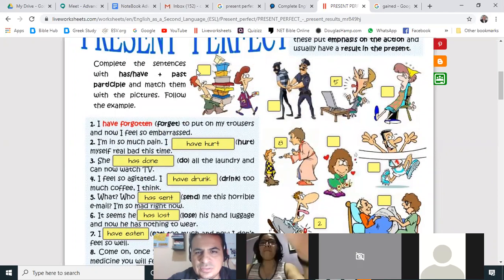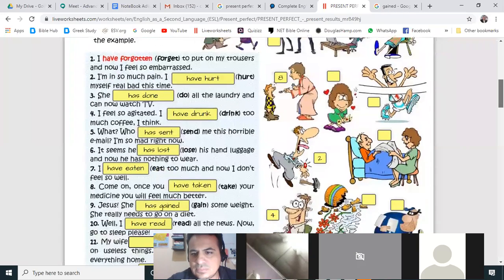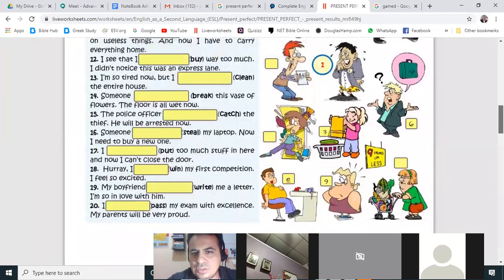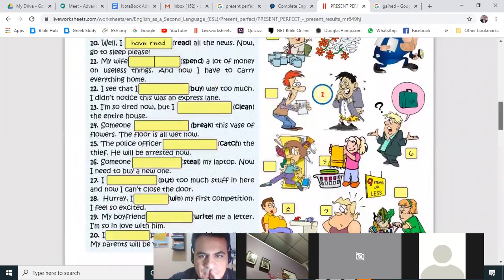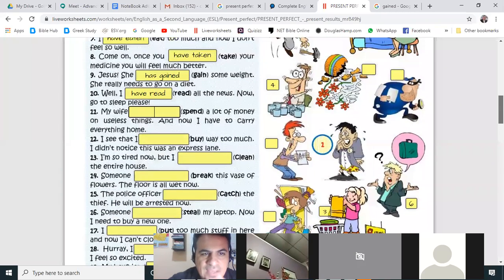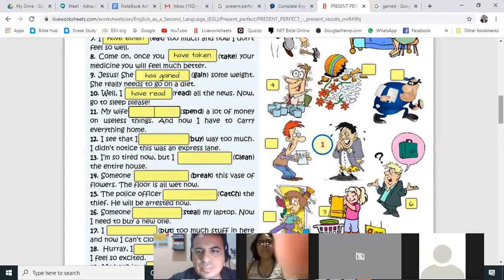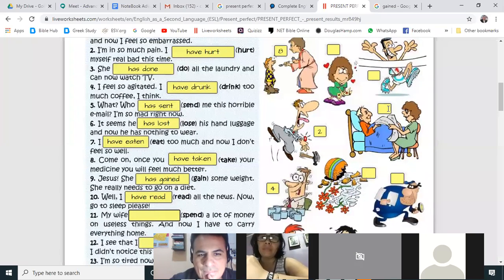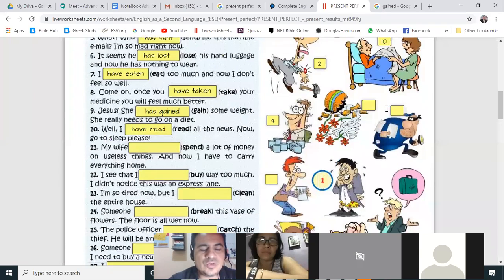Number 10, let's look for number 10. Is it this one? No. Where do you think is number 10? It says, well, I have read all the news. Now, go to sleep, please. Right here. Maybe this one, right? Yep. She's reading to the person, and then she's telling them go to sleep.